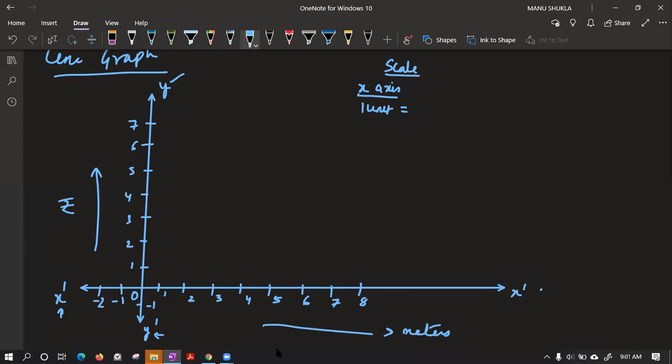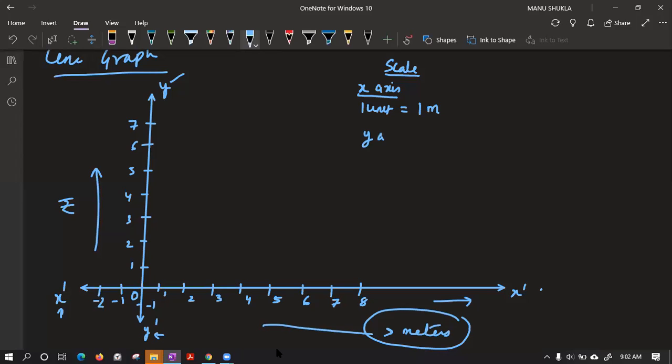Very good, Aryan. Please change the answers. Yashna, x-axis, not y-axis. Please check again. I am asking the scale of the x-axis. On the x-axis, 1 unit is equivalent to what? Very good, Ananya. Correct. Yashna, please check. On the x-axis, 1 unit equals how much? It is equal to 1 meter.